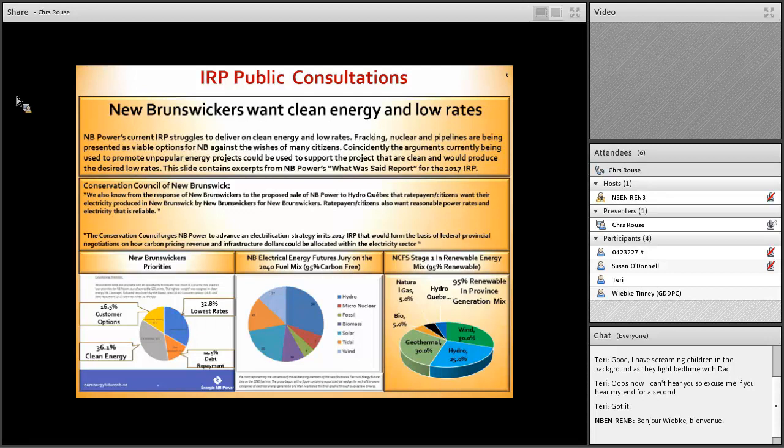There was also another submission, a detailed submission to NB Power from the Energy Futures Jury on the 2040 fuel mix, which, if you look at the chart, is 95% carbon free. This is very similar, although the mix is not the same. The end result of what I submitted to them was a 95% renewable in-province generation mix. So it's really important for us to understand that New Brunswickers want clean energy, but we have to do it in a cost-effective way.